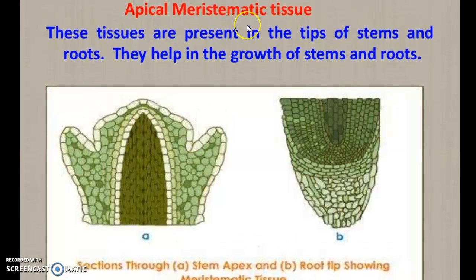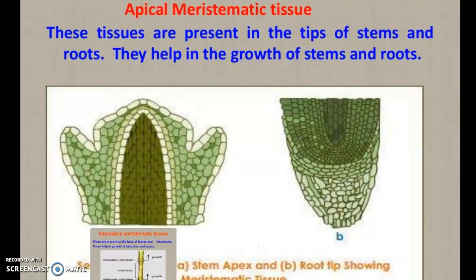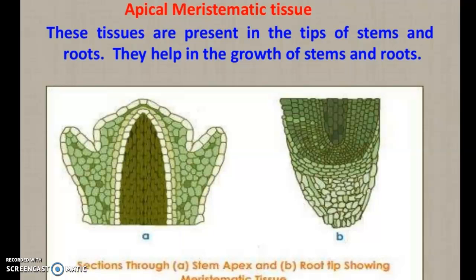Apical meristems. Apical meristems are those tissues which are present in the tips of the stems and roots. They help the plant to grow in length. Growth in length is also known as the primary growth. So simply we can say that apical meristem helps in the primary growth of different parts of the plant, like the increase in the length of root and shoots.